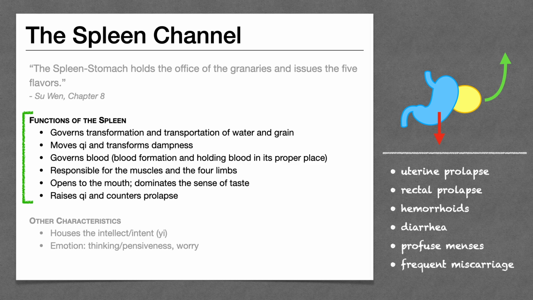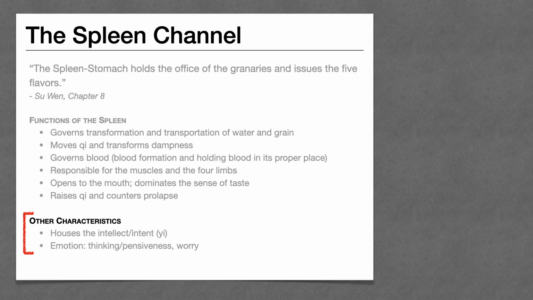frequent miscarriage. And another characteristic of the spleen is that it houses the yi, which is often translated as intellect or intent. Some people think of this as, just like you have to digest food, you have to digest your thoughts as well.